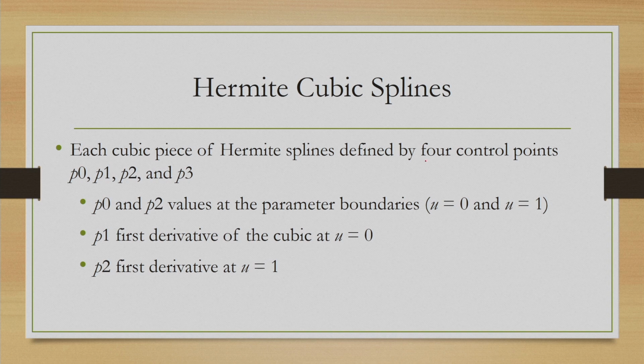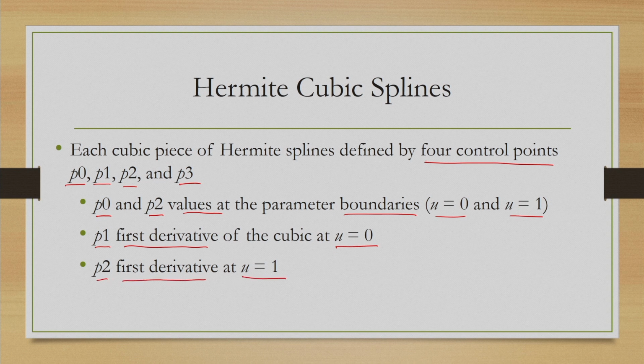So, the 4 control points that define a Hermite cubic spline can be denoted by P0, P1, P2 and P3. Now, P0 and P3 are the values at the parameter boundaries, that means u equal to 0 and u equal to 1. P1 is the first derivative at u equal to 0 and P2 is the first derivative at u equal to 1.